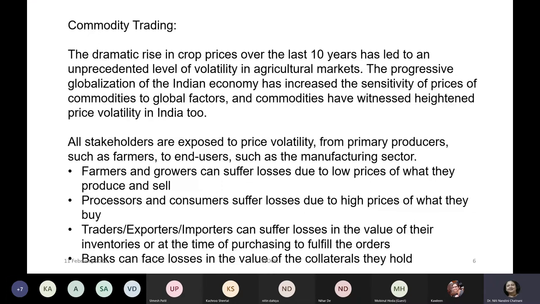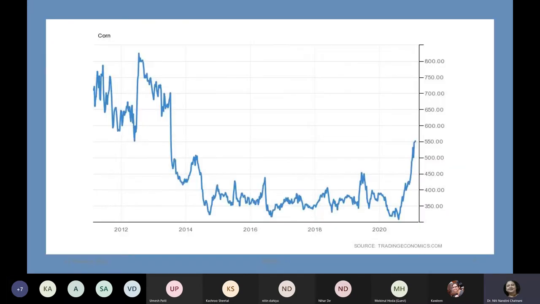So all the stakeholders who are participants in the agricultural value chain are exposed to the risks that come out of that price volatility. Like I just said, it could be farmers, processors and consumers, traders, exporters, importers. All of them are exposed to losses, even banks. Suppose a bank has taken a warehouse receipt for wheat as a collateral and extended a loan against that, then the value of that collateral can decline if the prices of wheat fall. So there are risks for everyone who is involved in the agricultural value chain in whatever way.